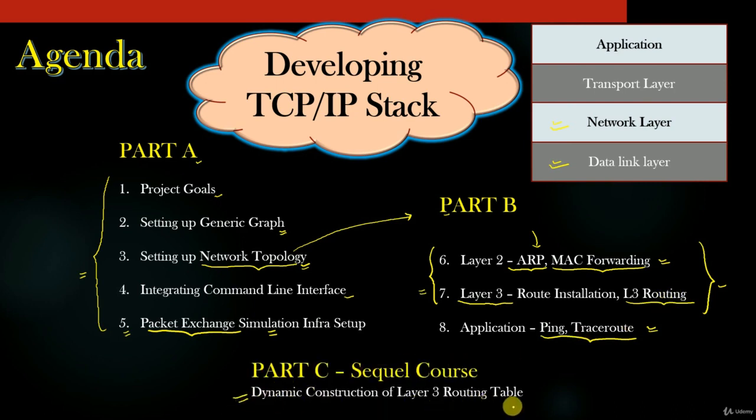And probably as a sequel of this course, we are going to implement the dynamic construction of the layer 3 routing table. In this course, we will see how routers of the topology actually interact with each other in order to populate their layer 3 routing table dynamically. So this part C of the course will be launched as a separate course and it is not a part of this course.